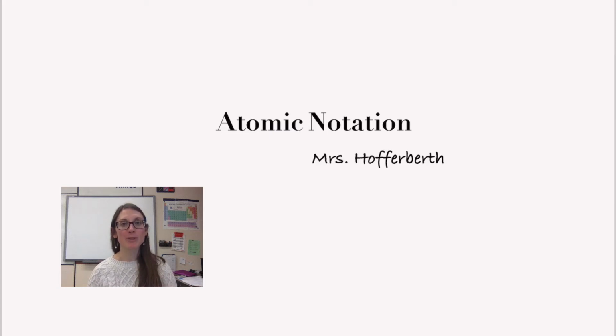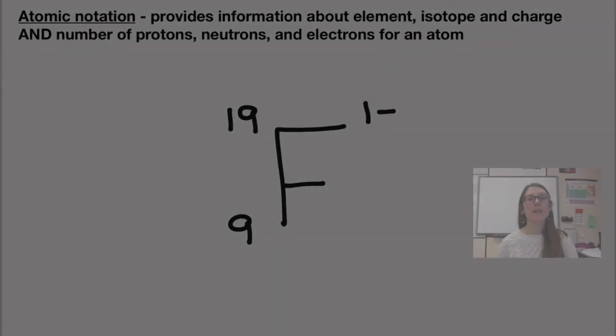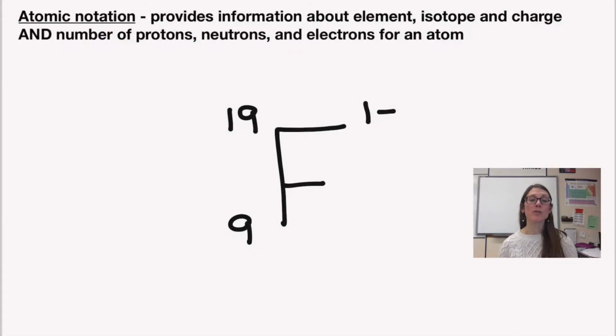Let's talk about atomic notation. Atomic notation is used to convey information about what element, isotope, and particular charge an atom is, and also from that information we can figure out how many protons, neutrons, and electrons are in an atom. The picture on the screen here is an example of an atomic notation symbol.